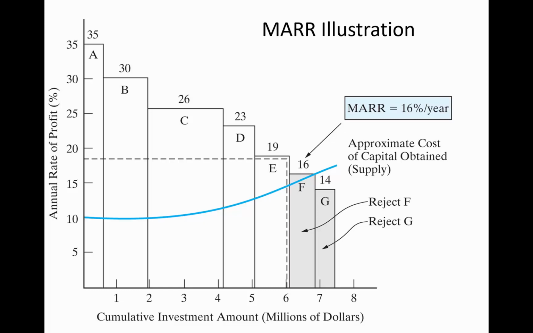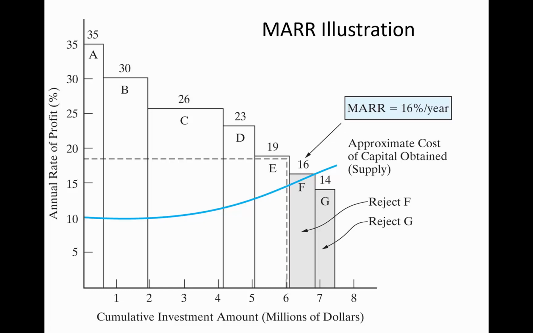If you undertake project F, the rate of return is 16%, and the borrowing cost is 16%, and so we reject the alternative. The decision criteria is accept the alternative if the rate of return is higher than the borrowing cost. Now here, MARR, M-A-R-R, that means minimum acceptable rate of return.